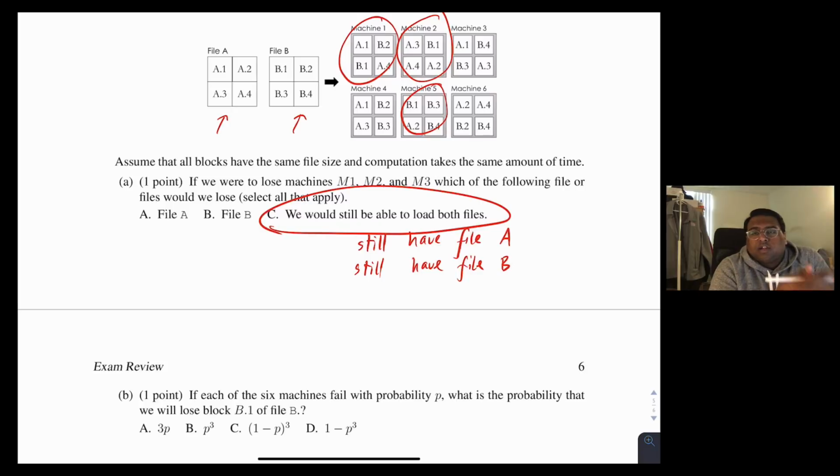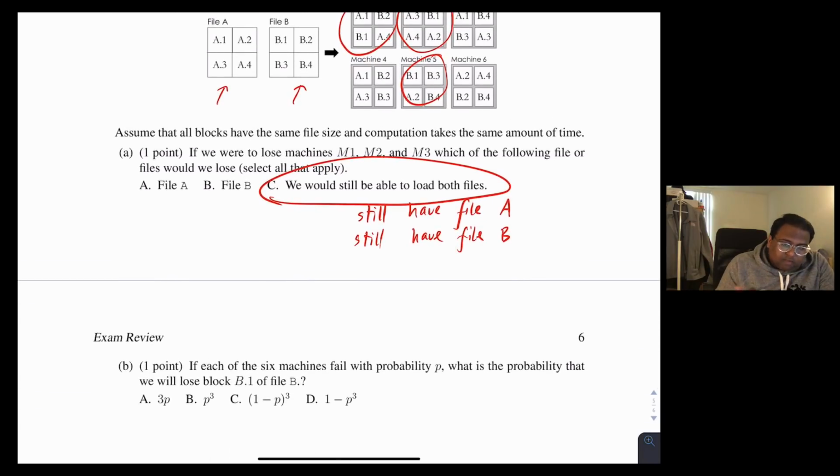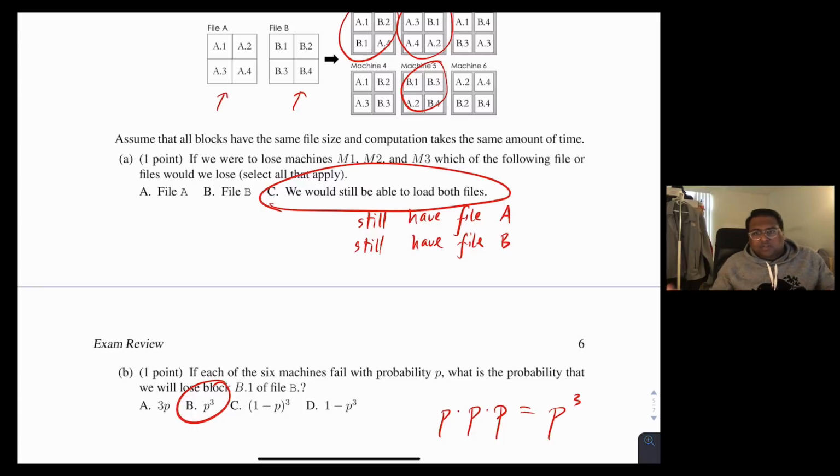Okay, so that's the only scenario when we can't restore B1, because if only 2 of those fail or 1 of them fails, one of the machines remaining would still have B1. So the probability we lose block B1 is just the probability that 1, 2, and 5 all fail. Each of them fails, assuming independence, with probability P. So the probability that all 3 of them fail is just P times P times P, which is P cubed, which is option B. Okay, so I think that wraps up number 8, which means we're done with the worksheet.